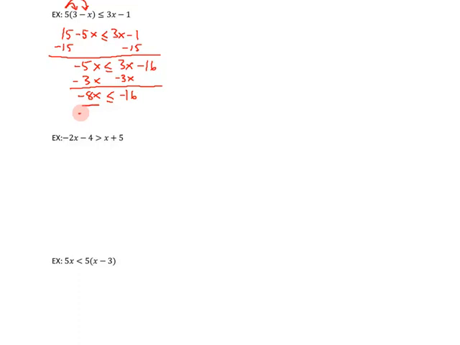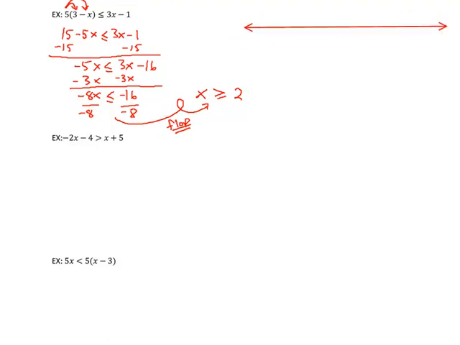So now I'm going to divide both sides by negative 8. Do I have to change the direction of the sign? Yes, I do. I have to flop it, okay, to get x is greater than or equal to 2, because negative 16 divided by negative 8 is positive 2. I had to flop because I divided by a negative.